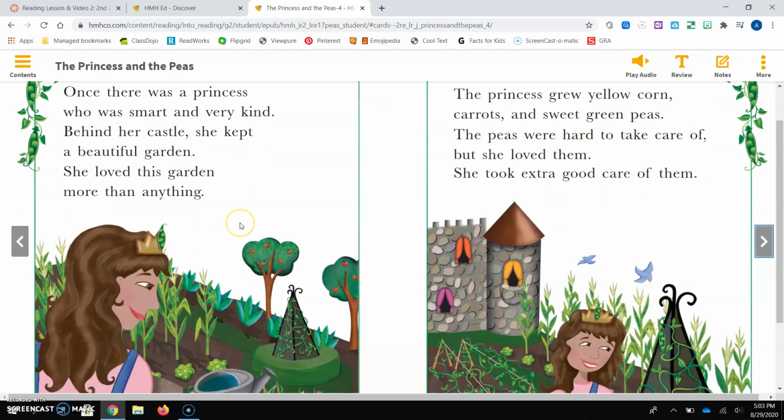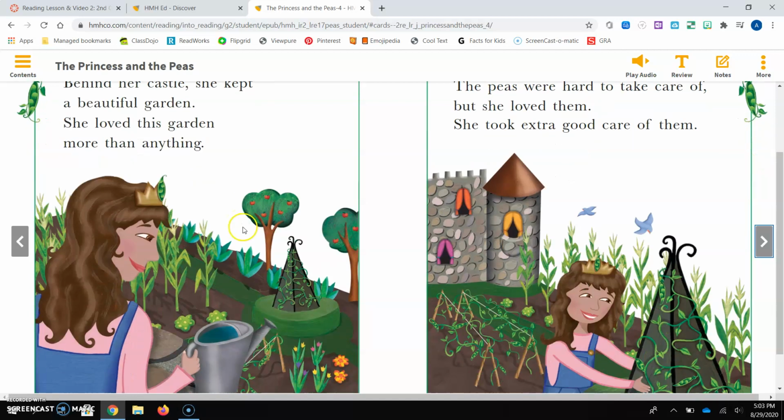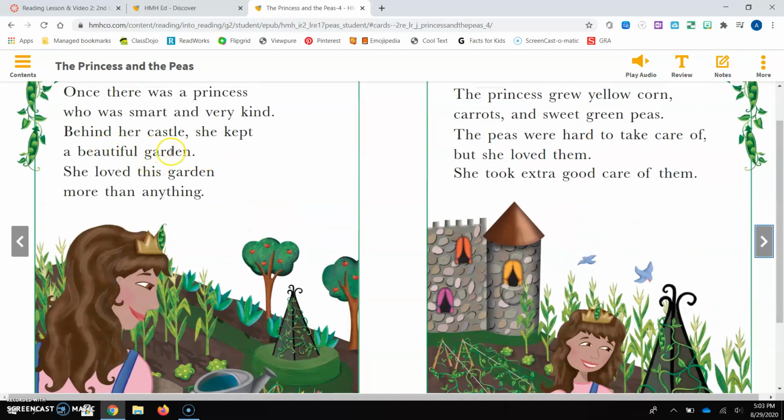Let me go back to my pictures and see what was beautiful that she kept. I see a giant garden that she's taken care of. Okay. Behind her castle, she kept a beautiful garden.